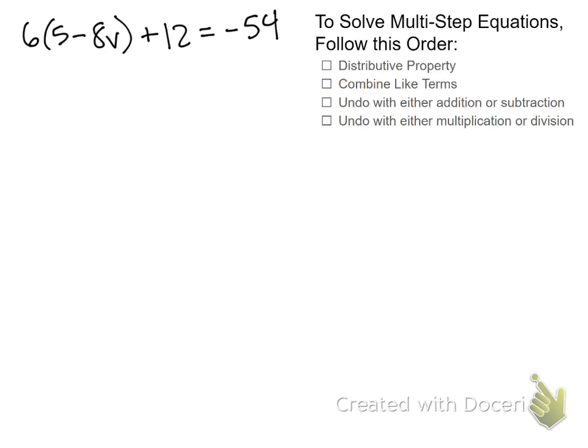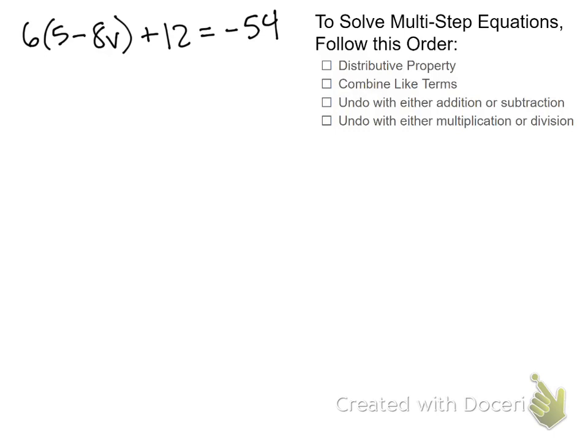Here is another example. So again, I see a lot of stuff going on. This tells me I might need to follow my checklist for solving multi-step equations. So I'm going to start at the top. Does this have distributive property?